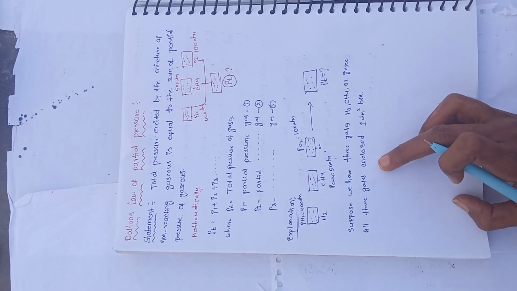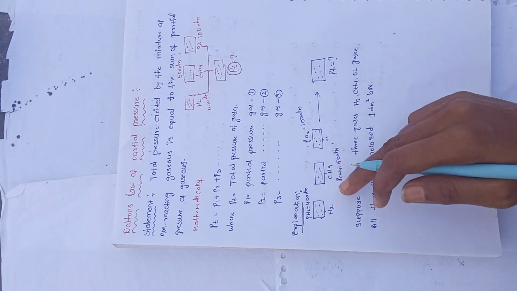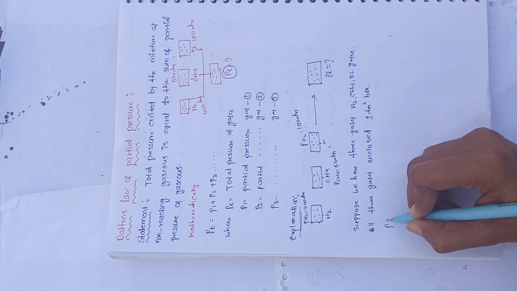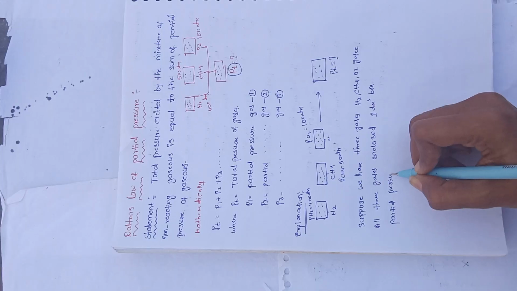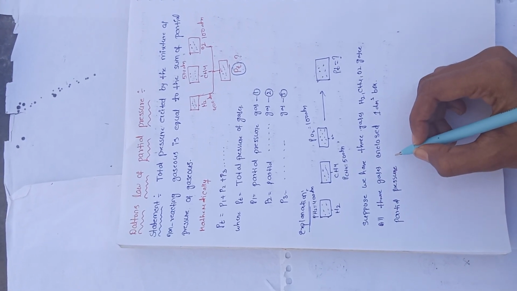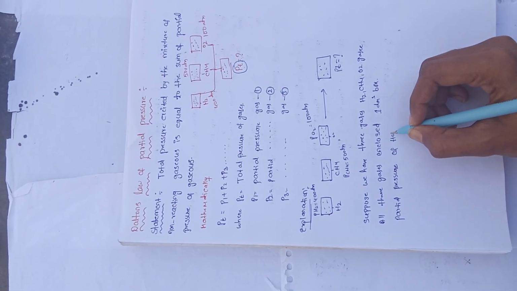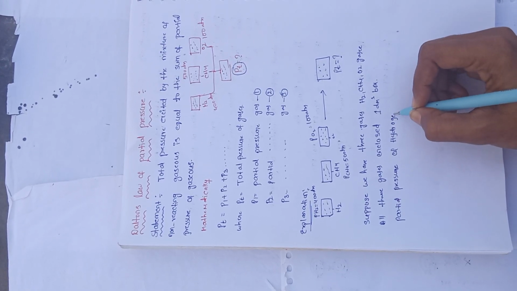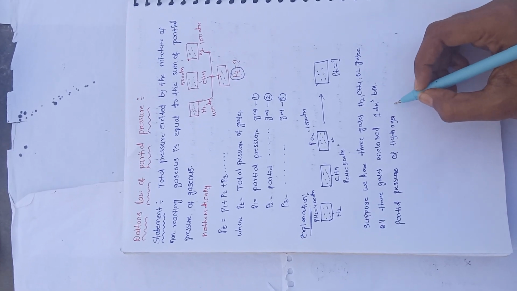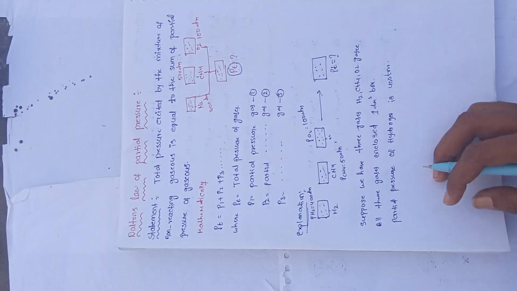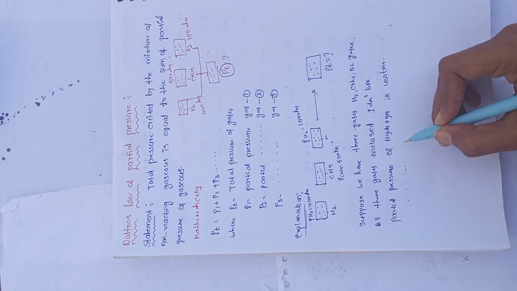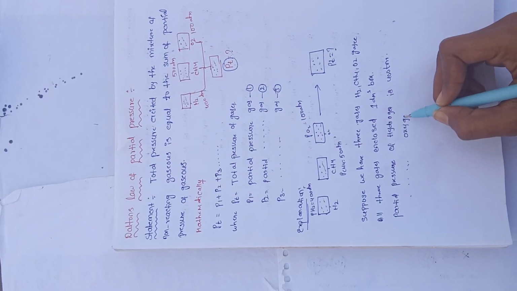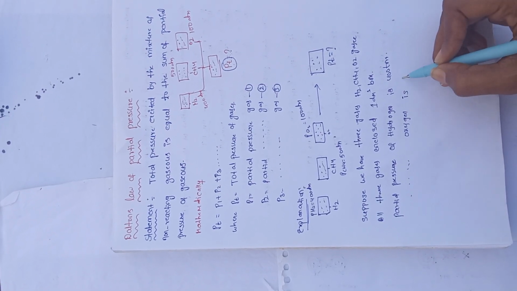So the partial pressure of hydrogen is 400 torr, right? And the partial pressure of oxygen is 100 torr.